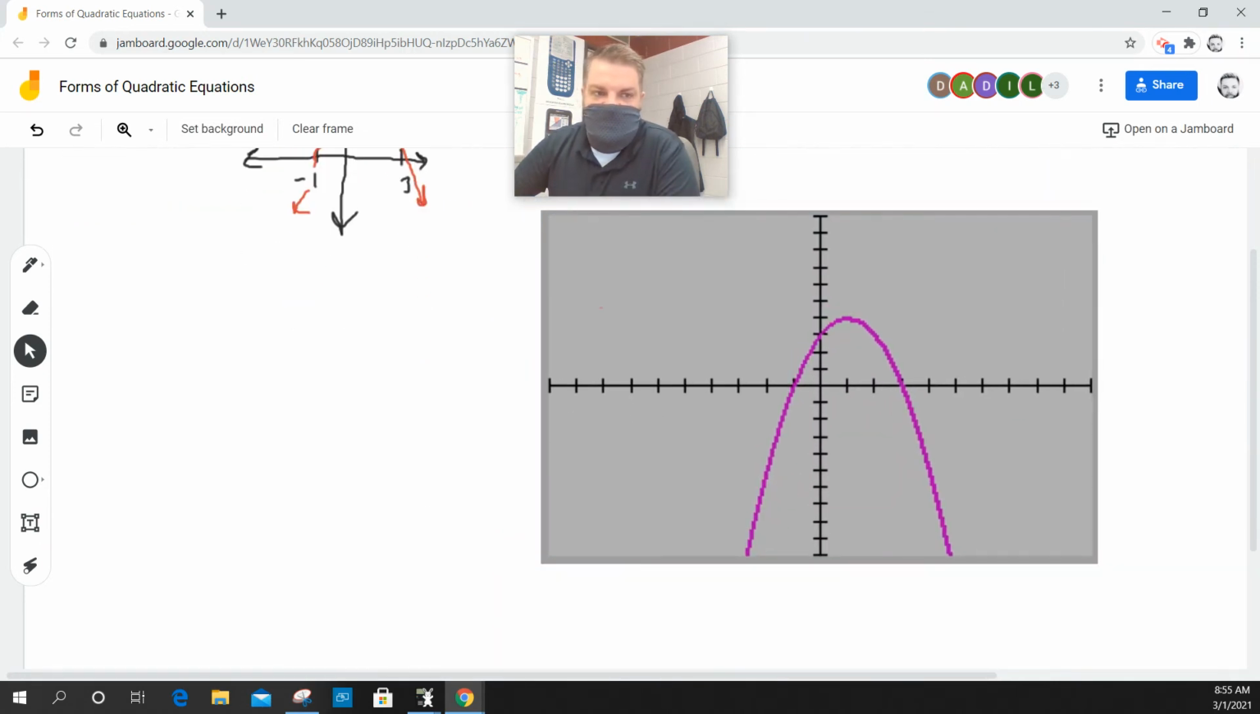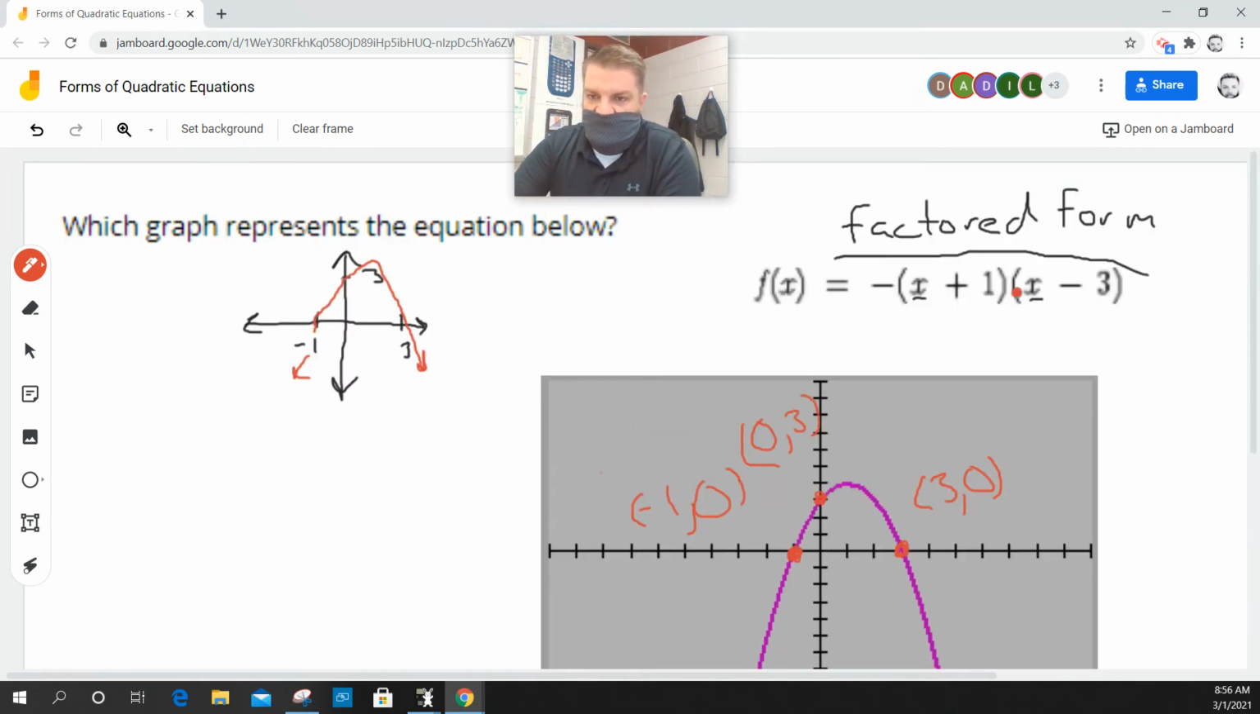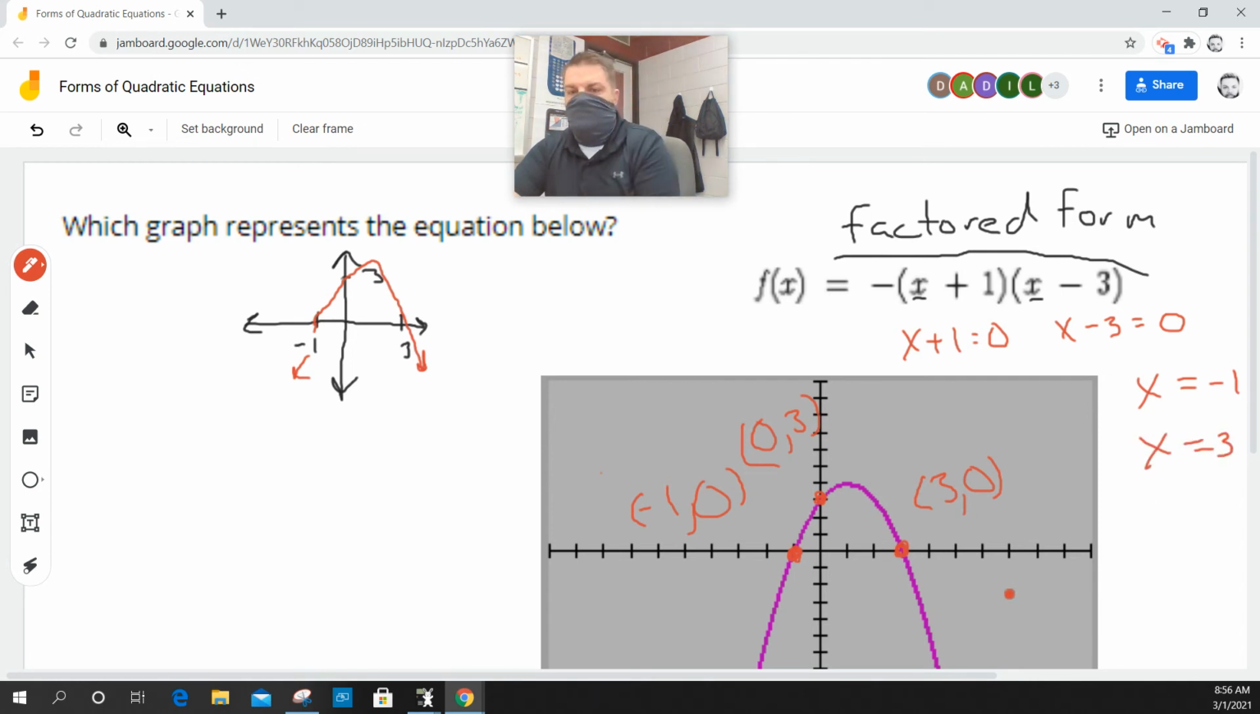So we're going to label this because, you know, it matters. So the zeros occur at -1, 0. The y-intercept is a +3, so that's going to be 0, +3. And then the other zero is 3, 0. Now what I did to get those in my head real quick is I said, okay, x plus 1 must equal 0. x minus 3 must equal 0. That gave me my two x's. x equals -1, x equals +3. Those gave me my zeros, my x-intercepts.